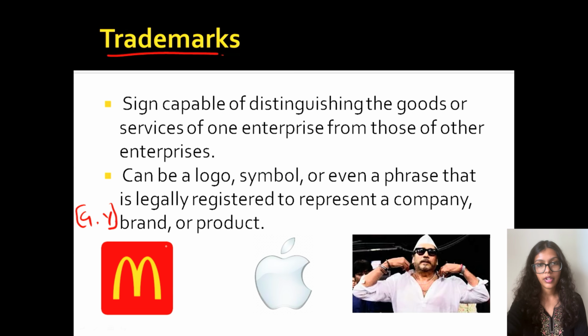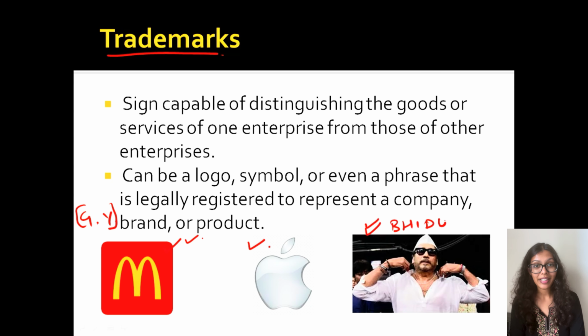For example, when you see a yellow M, you know it's the McDonald's logo, or if you see a grey bitten apple, you know it's the Apple logo. And did you know that even the word Bidu is trademarked by Jackie Shroff's legal team? It's quite interesting, right? When we talk about its official definition, a trademark is a sign capable of distinguishing the goods or services of one enterprise from those of other enterprises.